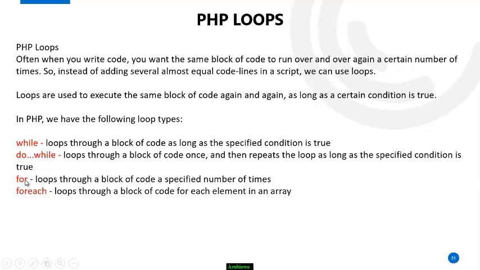Then we have the for loop, which loops through a block of code a specified number of times, while the foreach loop loops through a block of code for each element in an array. So we use the foreach loop to loop through elements in an array.